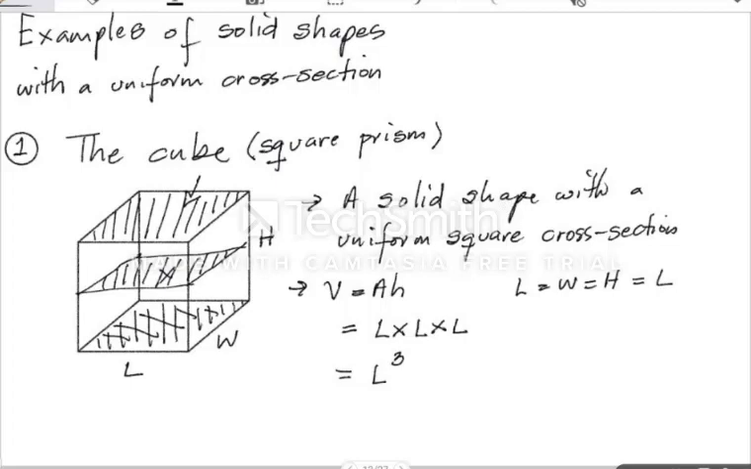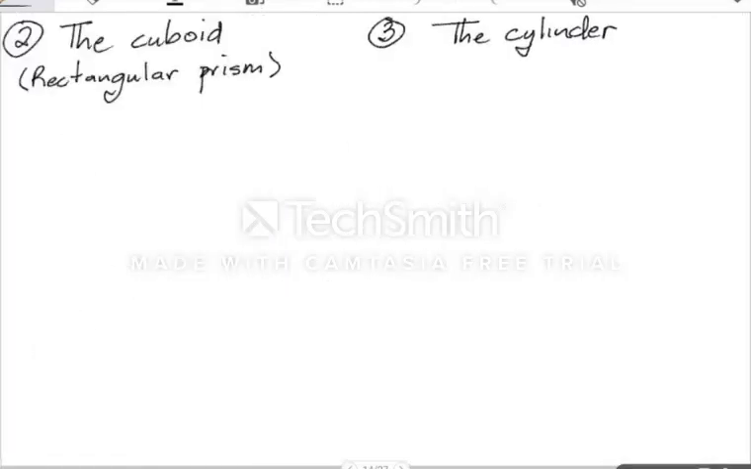Later on we can look more at the cross section and the total surface area. A cuboid, another name for a cuboid is the rectangular prism. Let's start to do a sketch. You have to learn how to do this sketch, because it might be necessary in an exam.